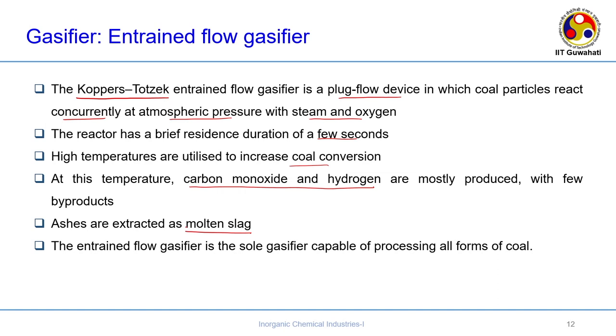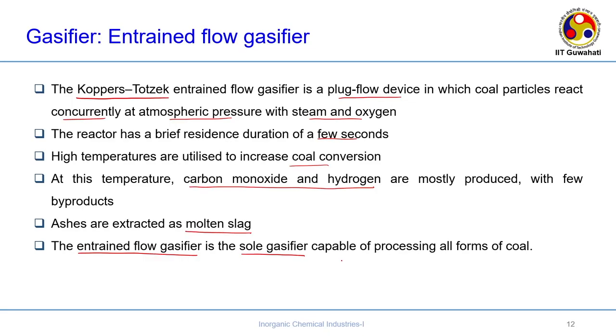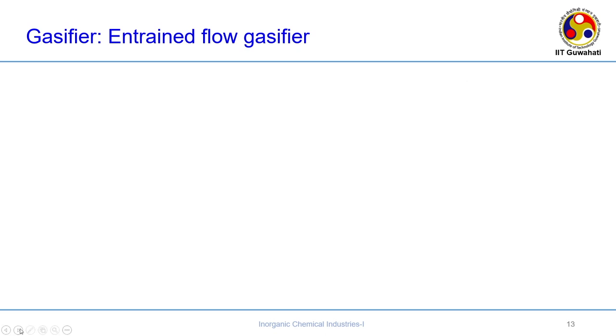So even though you have to control your temperature, it is higher and the slag is in a liquid state. If it is liquid, it will come down like a liquid. The entrained flow gasifier, this is a most important point, is the sole gasifier capable of processing all forms of coal. So that's why these are used most of the time in industries. So let us see the drawing or the schematic of an entrained flow gasifier.